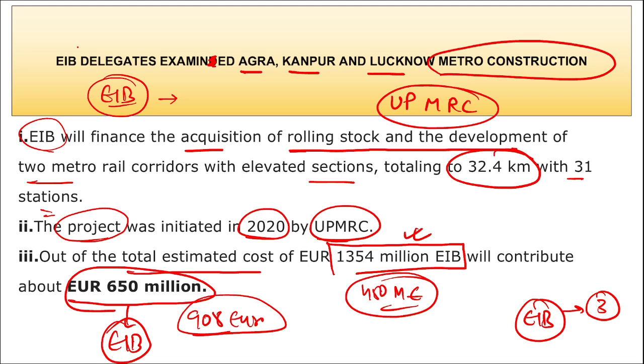So coming back, it is the European Investment Bank. They had a 3-member delegation that was examining the work of metro that is going on in Agra, Kanpur and Lucknow, and the metro construction is being done by UP Metro Rail Corporation.